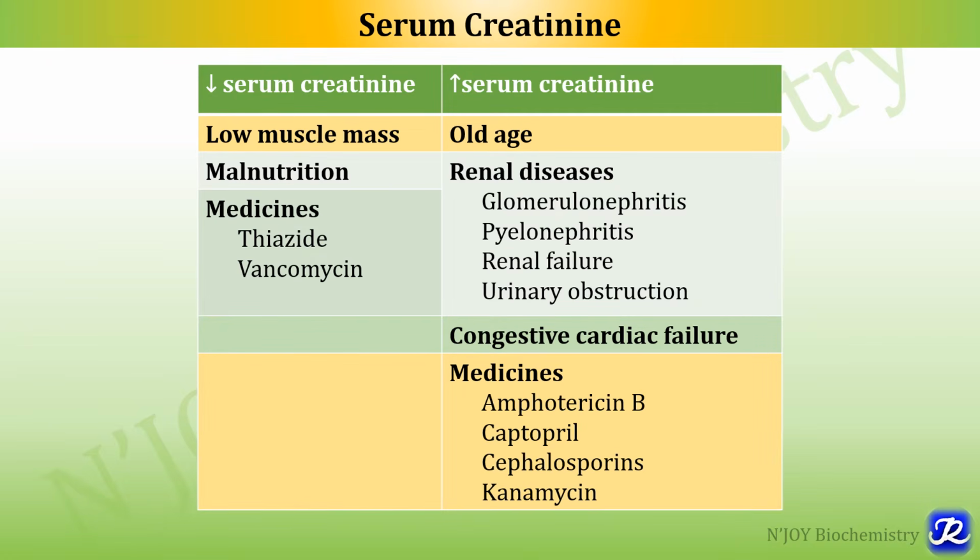Which are the various causes of decreased serum creatinine level? As it is produced in the muscle from creatine, it is decreased in conditions of low muscle mass, malnutrition, or if the patient is taking medicines like thiazide and vancomycin. The causes of increased serum creatinine are old age, various renal diseases like glomerulonephritis, pyelonephritis, renal failure, urinary obstruction, congestive cardiac failure, and various medicines also will lead to increased serum creatinine like amphotericin B, captopril, cephalosporin, kanamycin, etc.